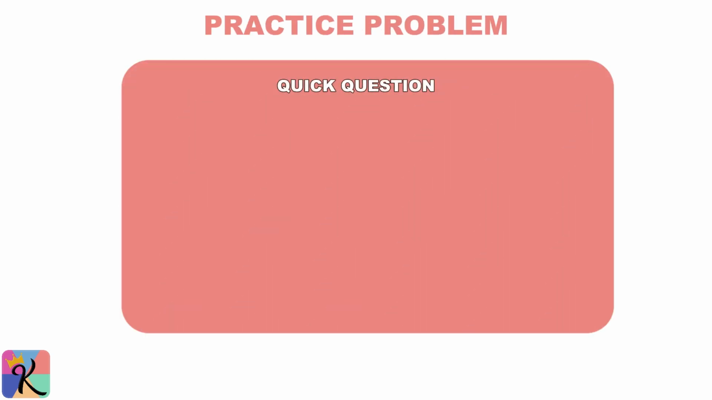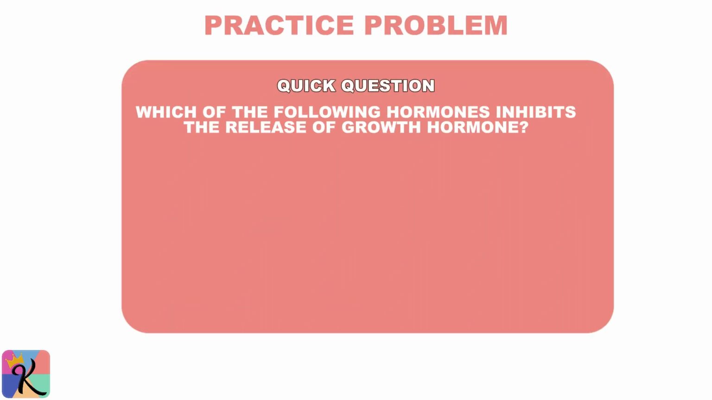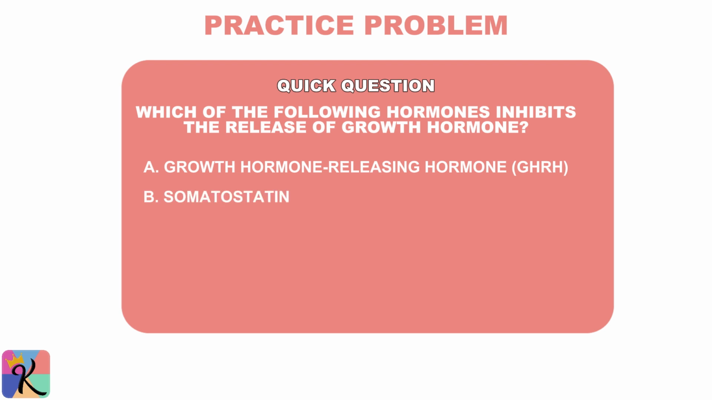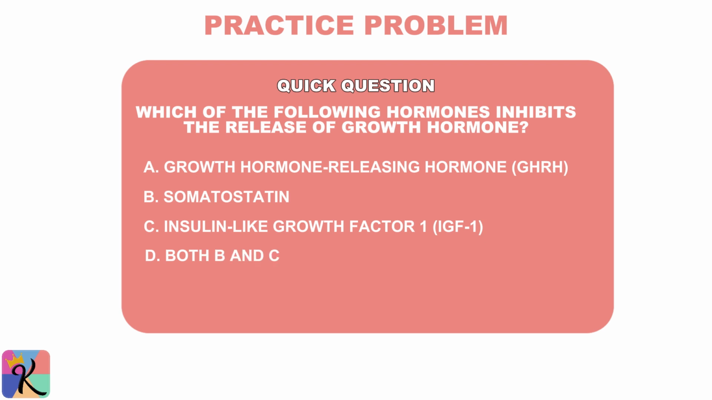Here's a quick question. Which of the following hormones inhibits the release of growth hormone? A. Growth hormone releasing hormone, GHRH. B. Somatostatin. C. Insulin-like growth factor 1, IGF-1. D. Both B and C. Pause the video to think it over. The correct answer is D. Both B and C. Somatostatin directly inhibits growth hormone release, while IGF-1 provides negative feedback to suppress its production.